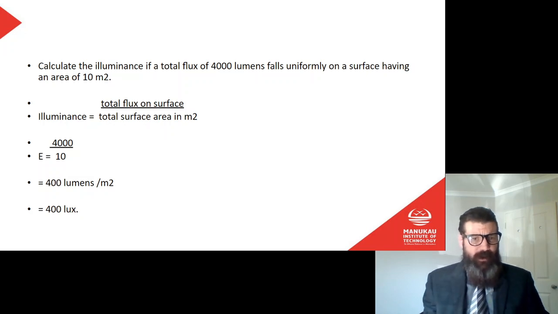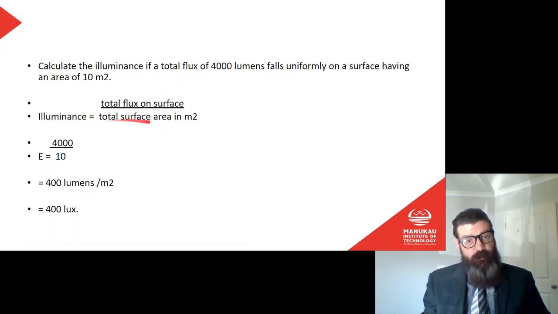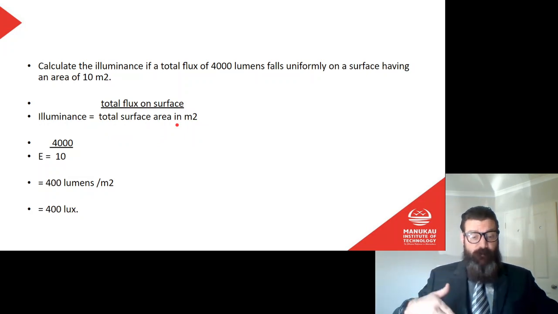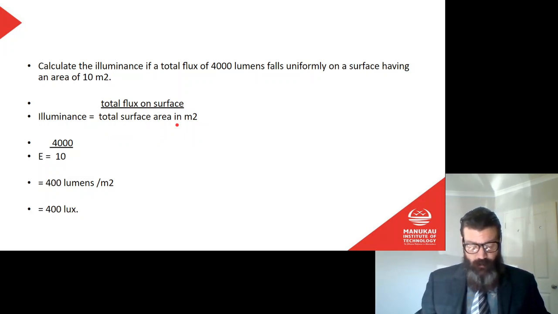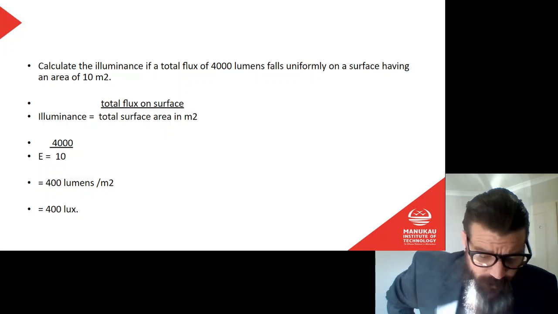So our illuminance then, it's a very easy calculation. It's going to be our total flux on the surface, which is 4,000, divided by the total surface area. So how much surface area is that flux falling on? And so that would be 4,000 divided by 10 square meters, which equals 400 lumens per square meter, or 400 lux. So lumens per square meter is a lux. Very, very easy example there.